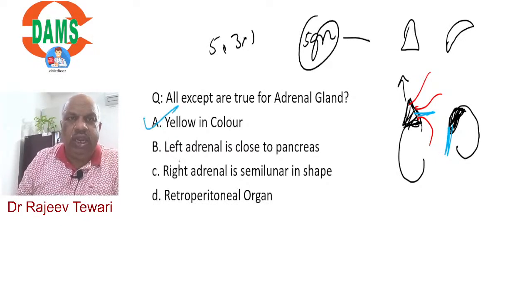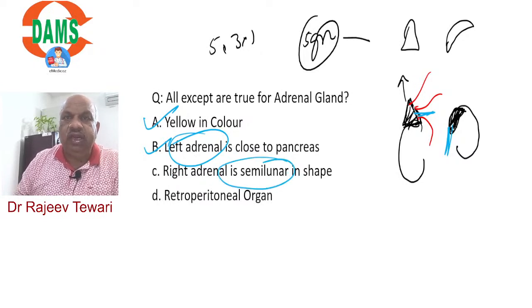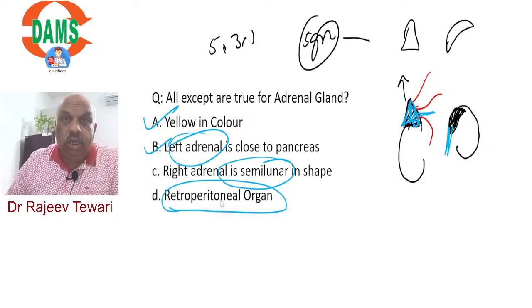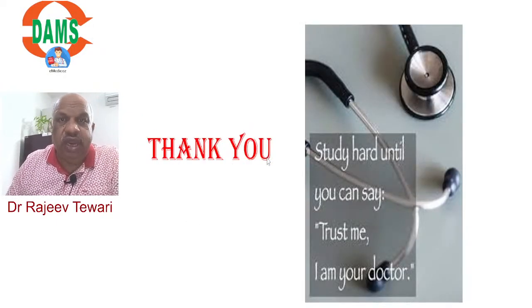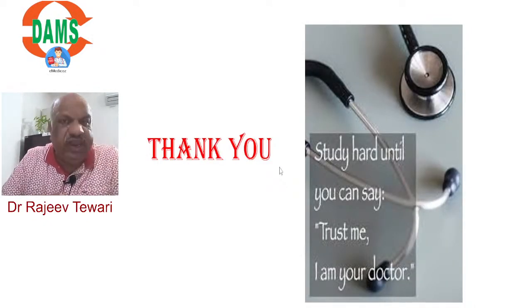Yellow in color, yes. Left is close to pancreas, of course. Right is close to liver. Left adrenal is semilunar, right is triangular, pyramidal. And it is a retroperitoneal organ, of course. So these were the questions which I could gather. If you have any other question or any other doubt, feel free to ask.